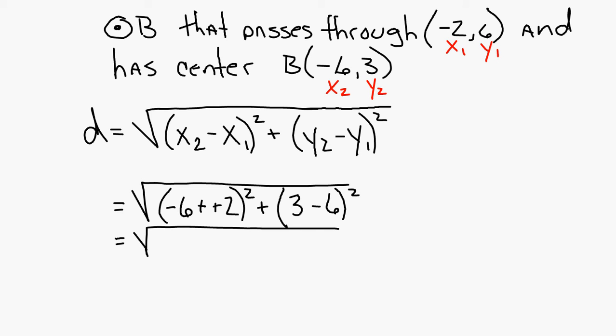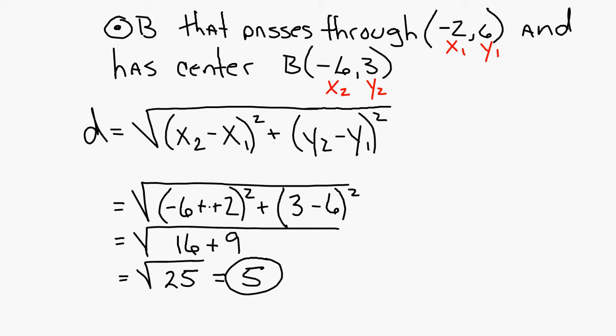Good. So what's negative 6 plus 2? Negative 4 squared. 16. 3 minus 6 squared. 9. So you end up with the square root of 16 plus 9, which is 25. And the square root of 25 equals 5. So now you've got your radius, which is the 5, and you've got your center, which is right here, center B.